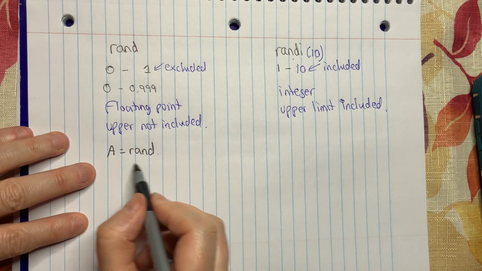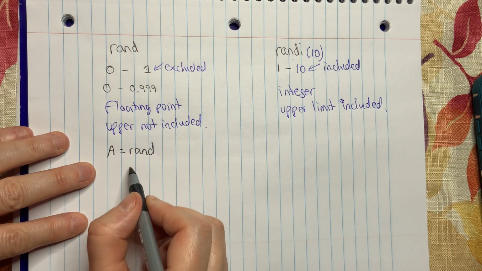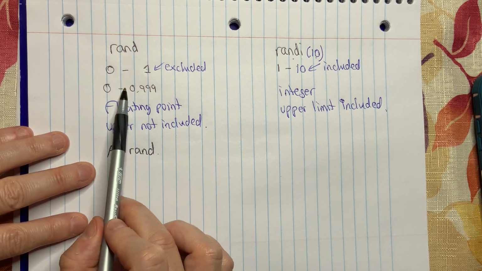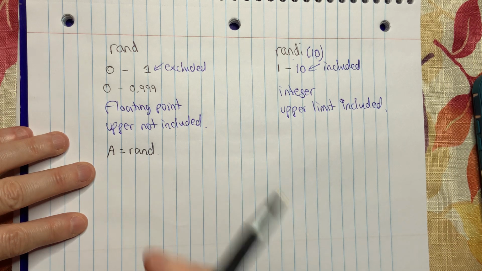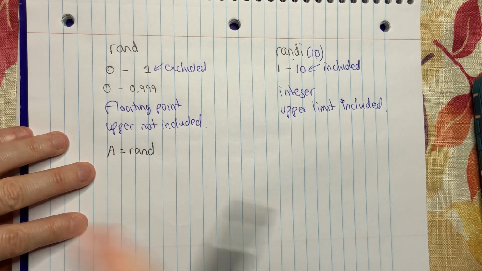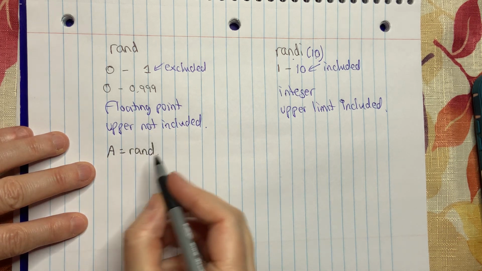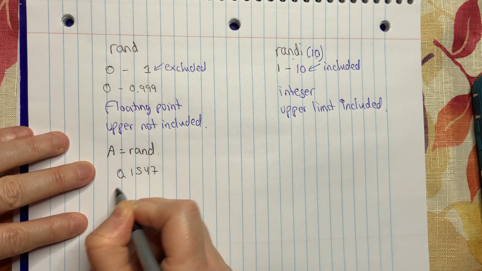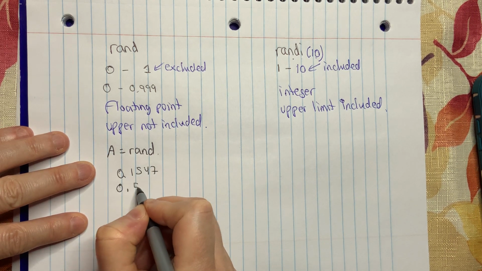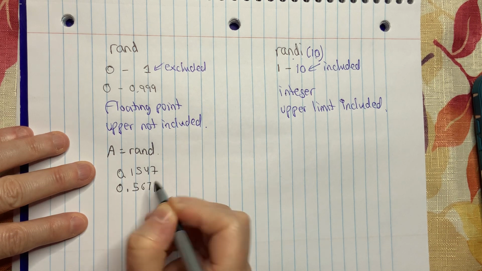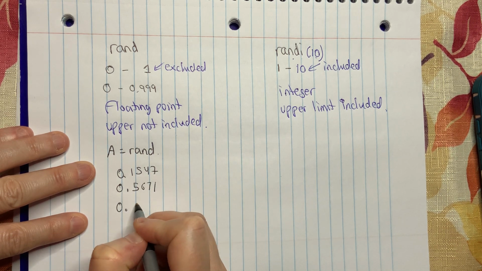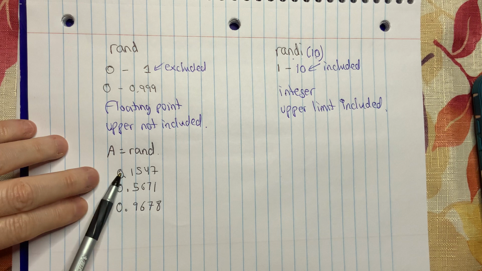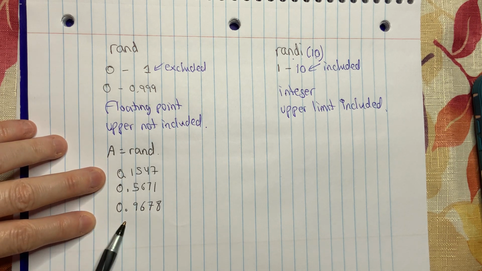And each time you run it, it's going to give you a different random floating point number, just like the coin machines, you run it and it gives you a different combination every time. So in this case, it can give you 0.1547, and the next time you run it, it could be 0.5671. The next time it can be 0.9678. So it's going to be between 0 and 0.999. It's never really going to hit 1.